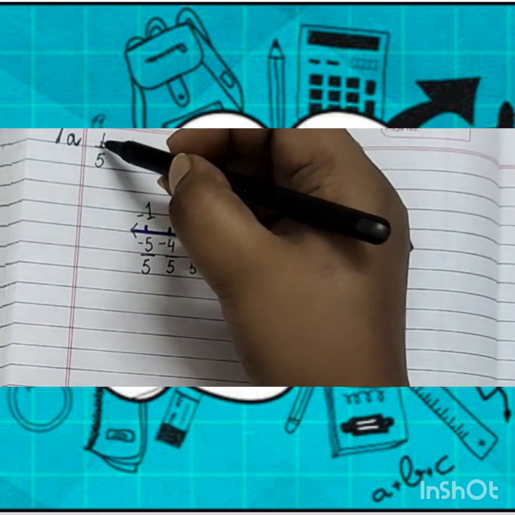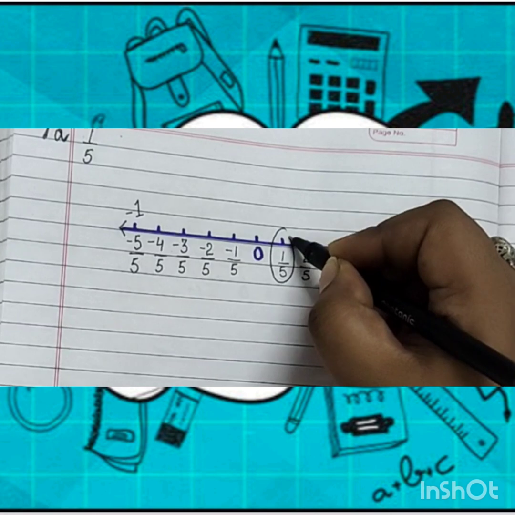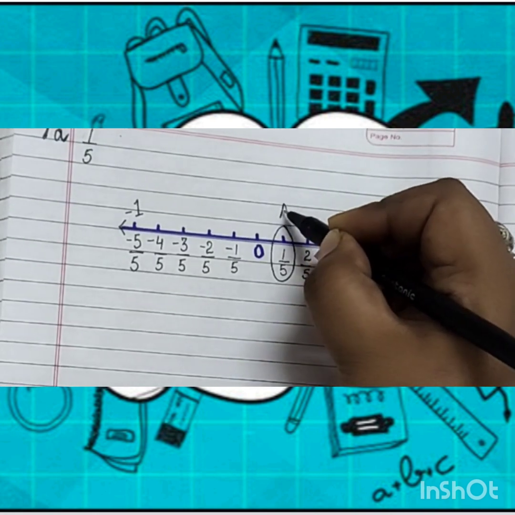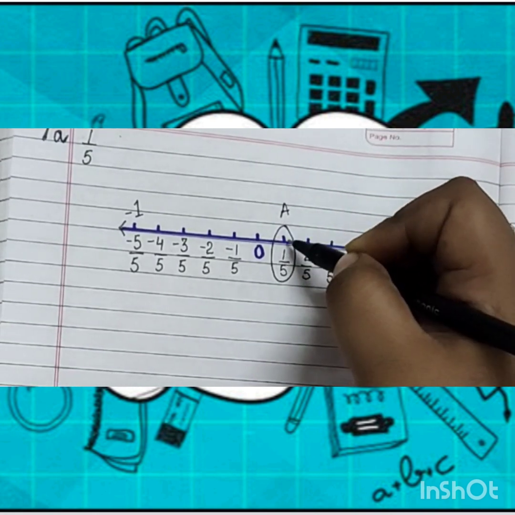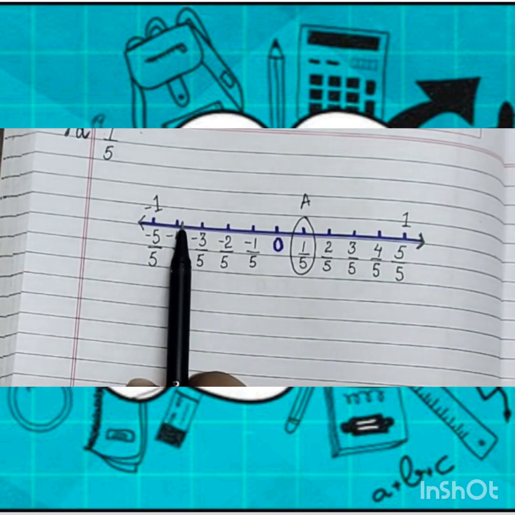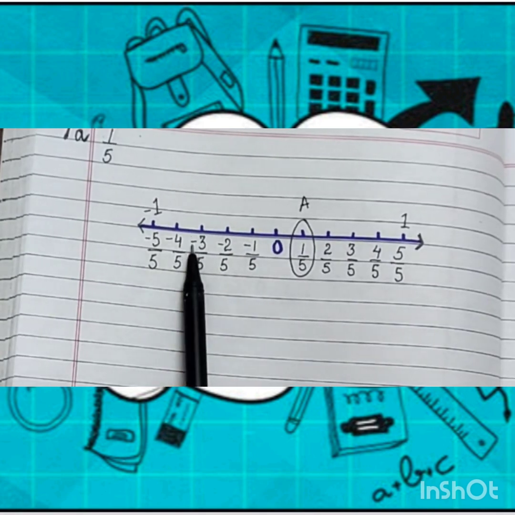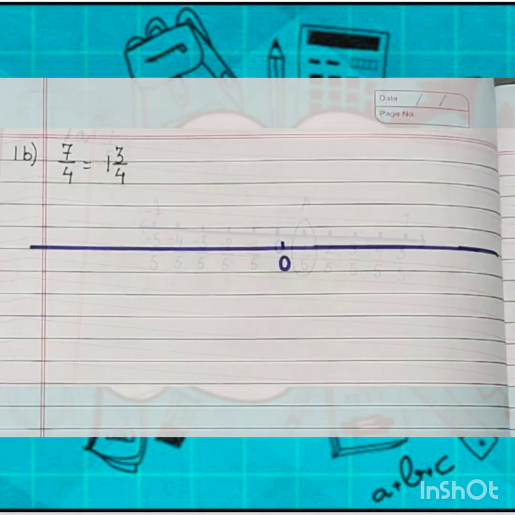Okay, and we have to represent 1 upon 5. So this shows 1 upon 5 and write it as A. A represents 1 upon 5 on the number line. Students, if you have to represent a negative rational number, then you can represent it on the left side of the 0.